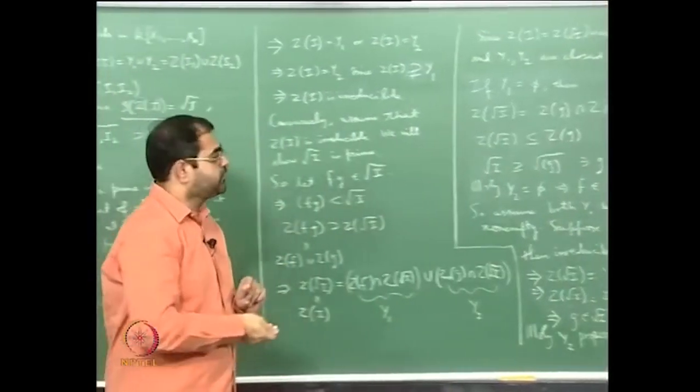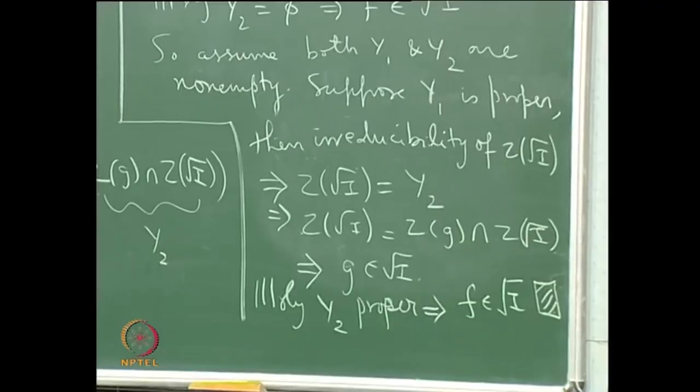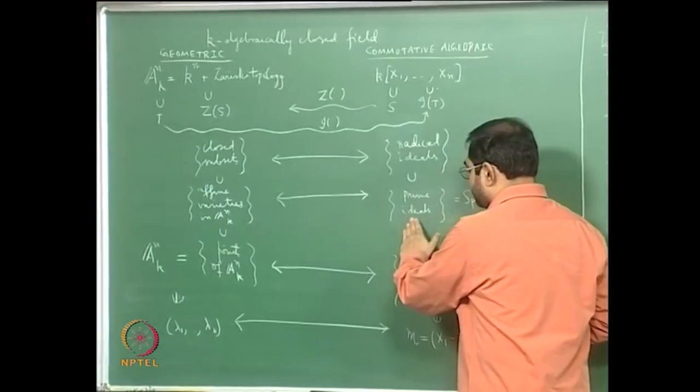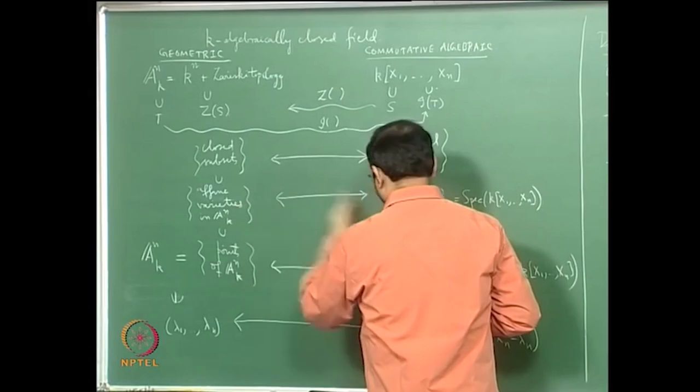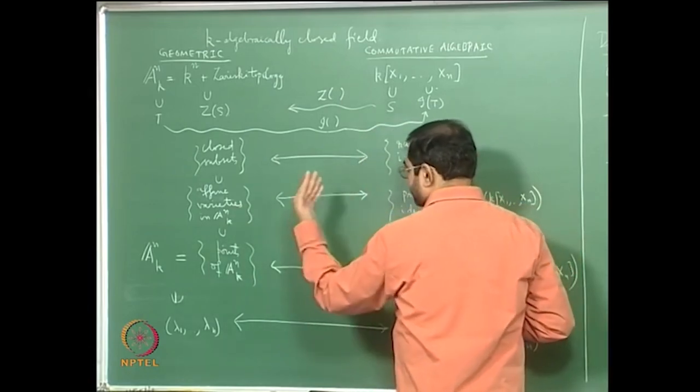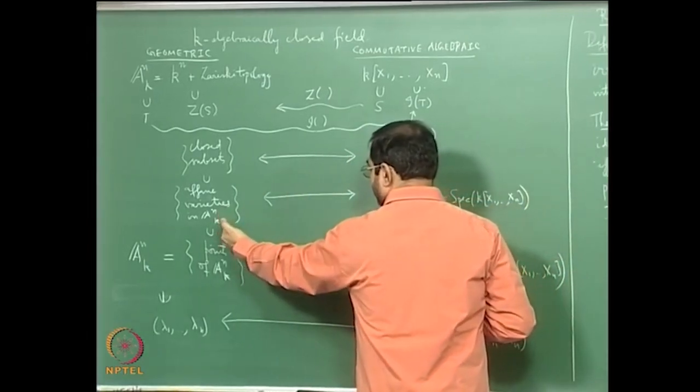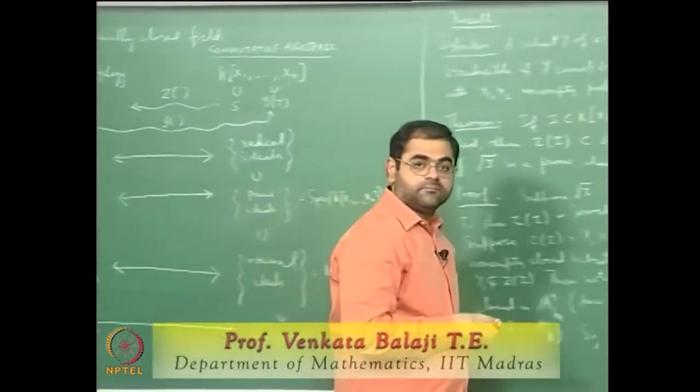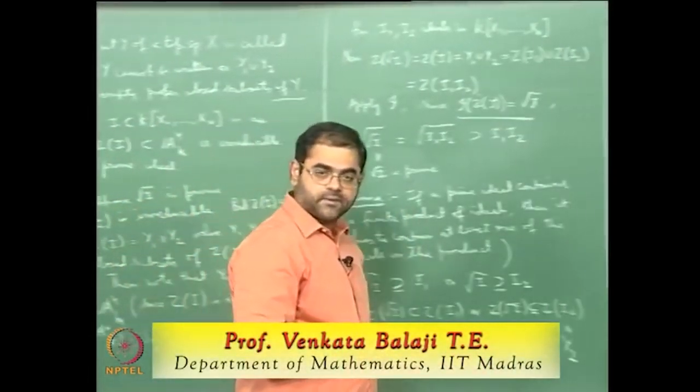So it's very clear that an ideal here is prime if and only if the radical of the ideal is prime if and only if the corresponding zero locus here is irreducible. That proves it.